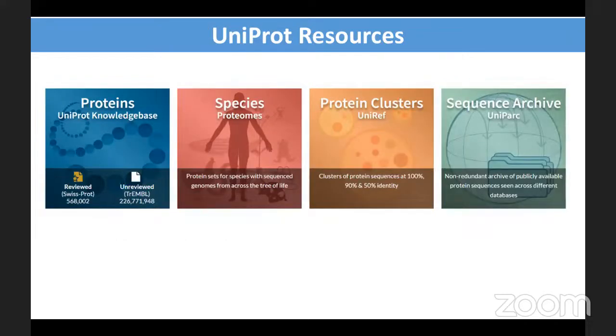UniProt comprises four sections optimized for different users. First is the UniProt Knowledgebase. Second one is species proteomes. Then we have protein clusters, and then we have sequence archives.